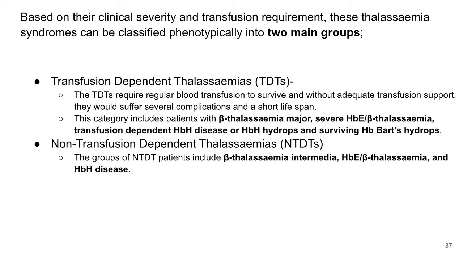Transfusion dependent thalassemias include beta thalassemia major, severe hemoglobin E beta thalassemia, transfusion dependent hemoglobin H disease or hemoglobin H hydrops, and surviving hemoglobin Barts hydrops. And non-transfusion dependent thalassemias include beta thalassemia intermedia, hemoglobin E beta thalassemia, and hemoglobin H disease.